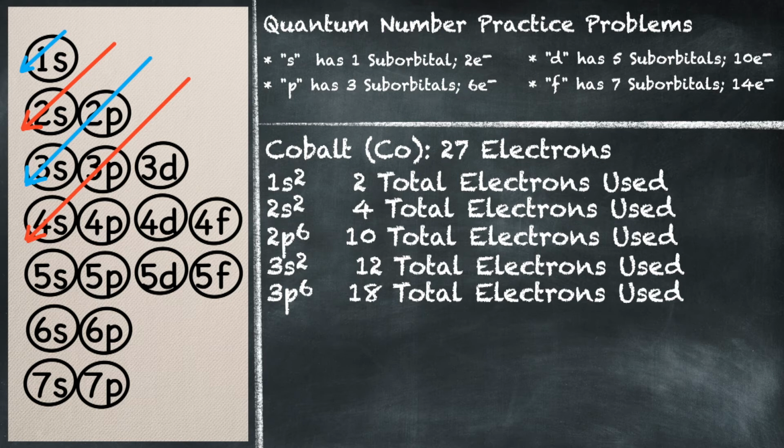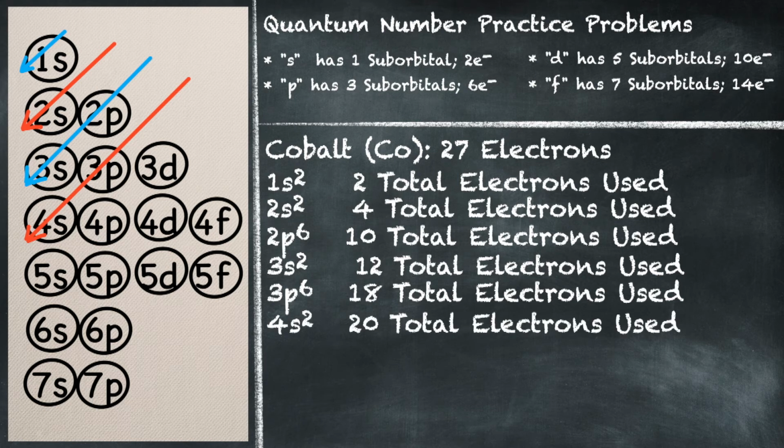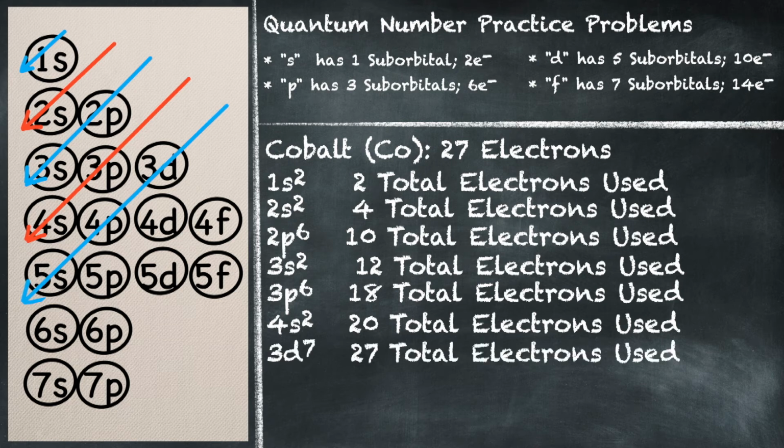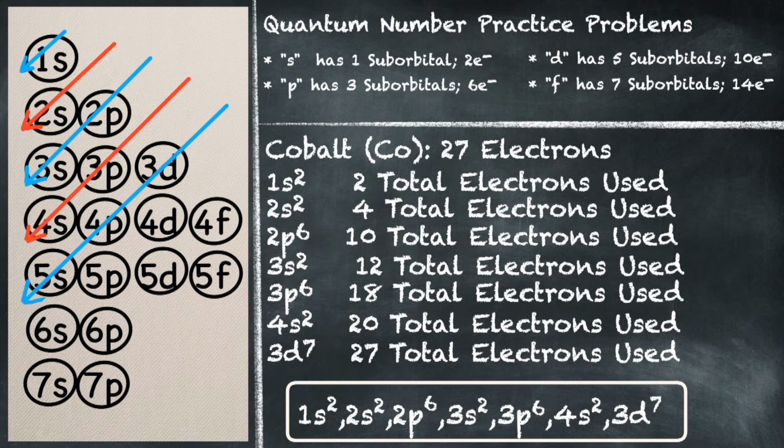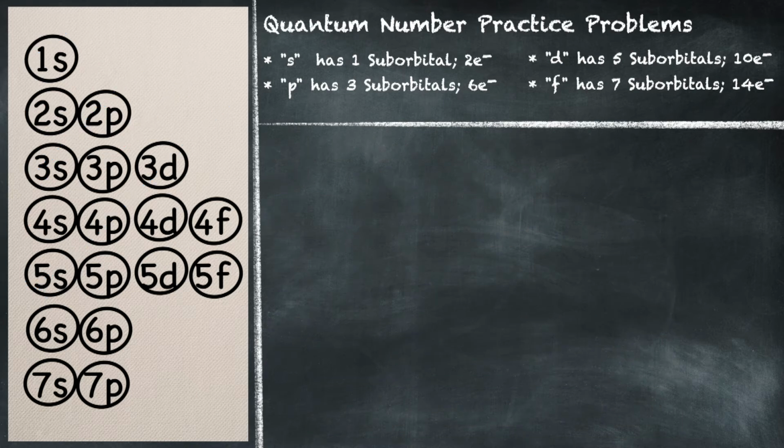We need 27. So now we go to 4s. We fully fill up the s orbital. That gives me 4s2. So we have a total of 20 electrons. We need 27, so we've got to go another step. Now we go to our 3d orbital. Remember, our d orbital can hold up to 10 electrons. We only need 7 though. That gives us a total quantum number of 1s2, 2s2, 2p6, 3s2, 3p6, 4s2, 3d7. And basically the point of all this is just trying to show you that we can account for every single electron in an atom with just identifying a certain quantum number.